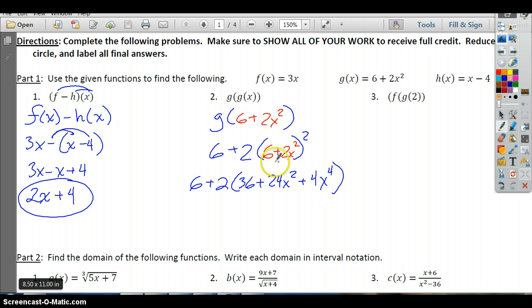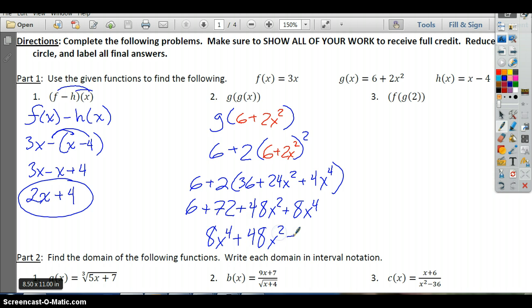Now be aware, I FOILed this, ladies and gentlemen. 6 times 6 is this. 6 times 2 is 12. 12 plus 12 is 24. 2x squared times 2x squared is 4x to the 4th. I will now distribute my 2 in and get 72 plus 48x squared plus 8x to the 4th. Combine these guys, and I'm going to put it in standard form. That's supposed to be 8x to the 4th plus 48x squared plus 78.